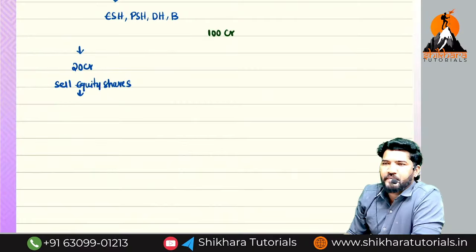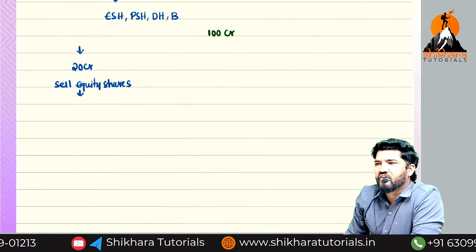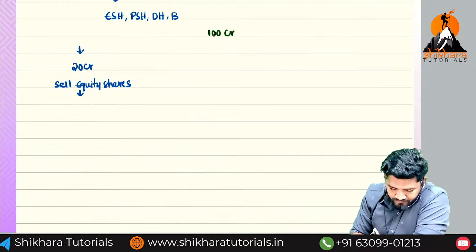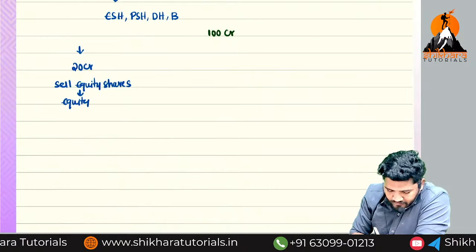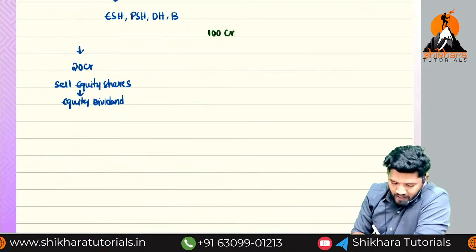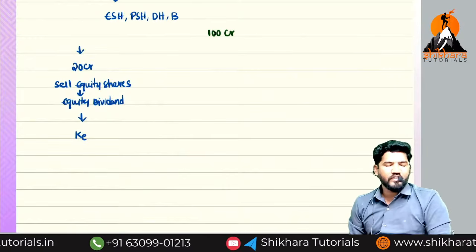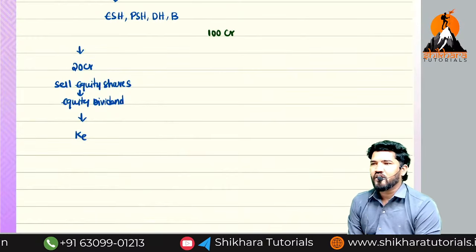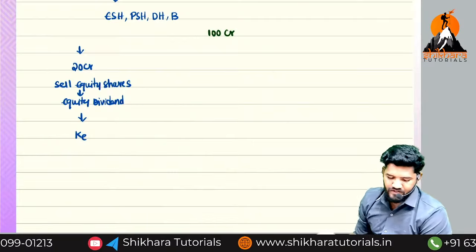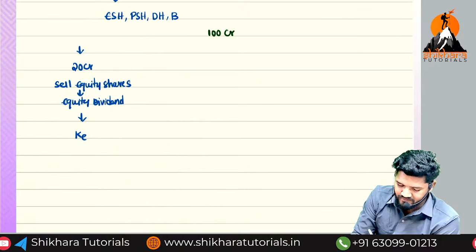Every year, what does he expect? He expects profit, but here we do not use the word profit; we use the word dividend. The expectation is called equity dividend, denoted with KE. Now we have to compute how much he expects per annum. Out of 100, we procured 20, so 80 is pending.